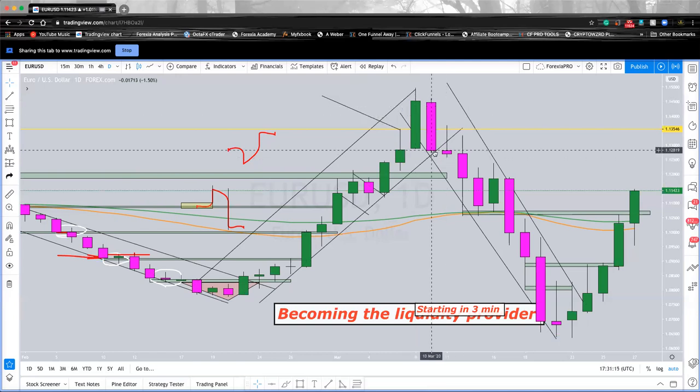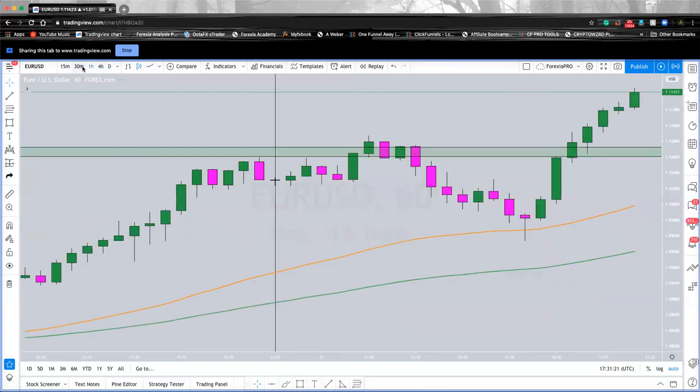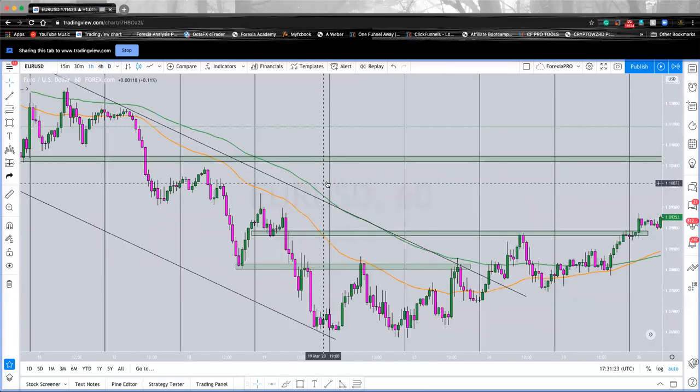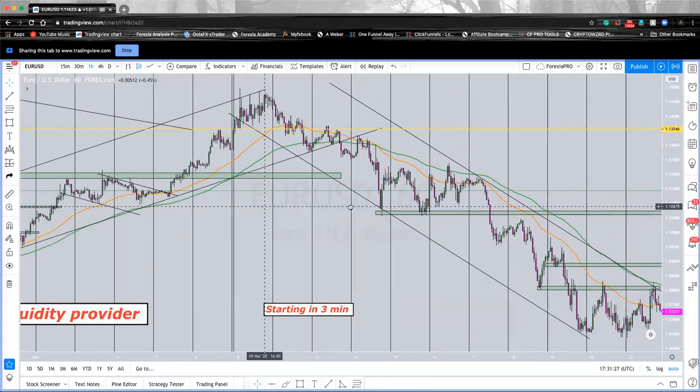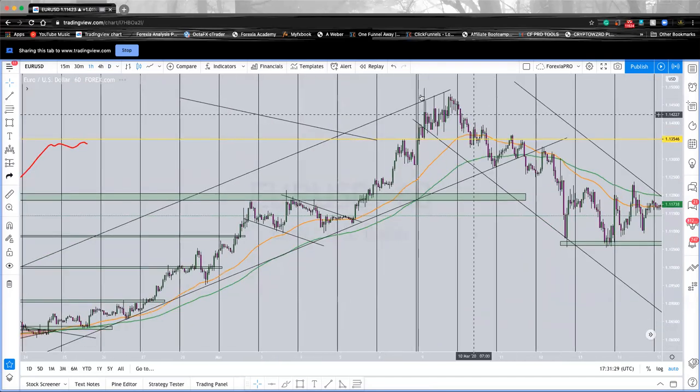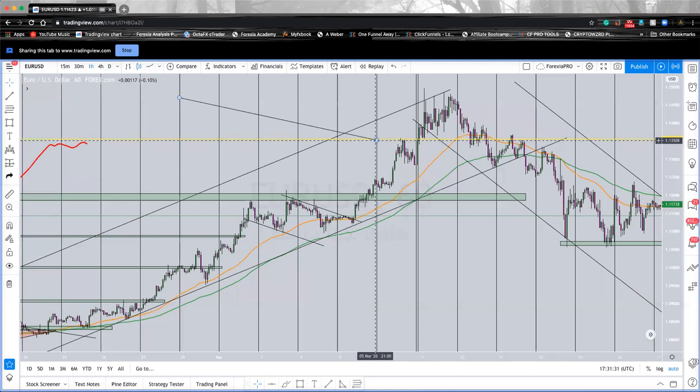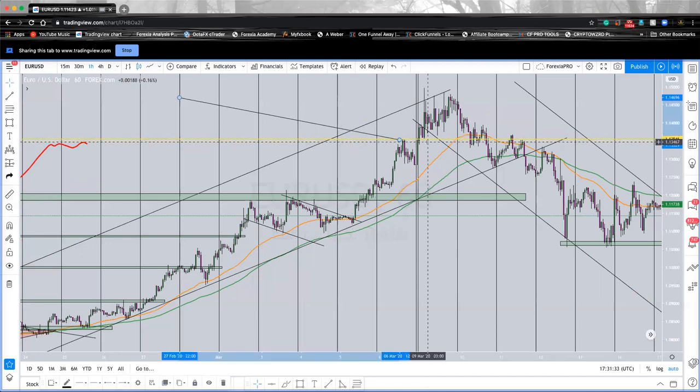retesting that trend line. Okay, and that's why we call all that happened up here a big trap. This is where price rejected it, and this is all that trap. So now that buyers are getting trapped, we are looking for a reversal.